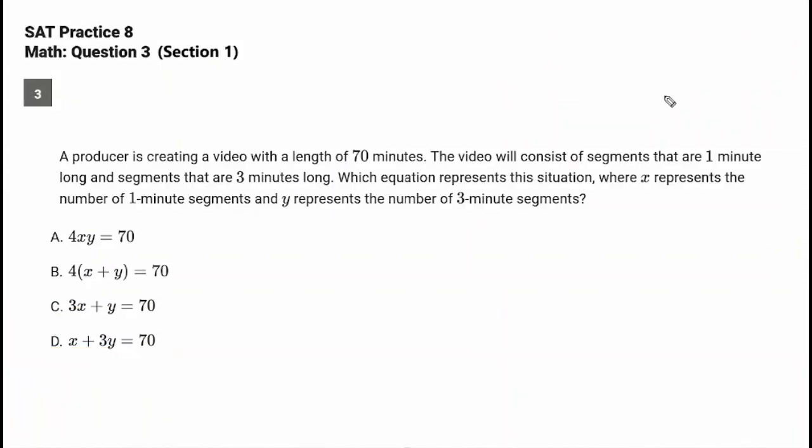We're on SAT Practice Test 8, Math Section 1, Question 3. A producer is creating a video with a length of 70 minutes. The video will consist of segments that are 1 minute long and segments that are 3 minutes long. Which equation represents this situation, where X represents the number of 1 minute segments and Y represents the number of 3 minute segments? So what's the level of difficulty here?